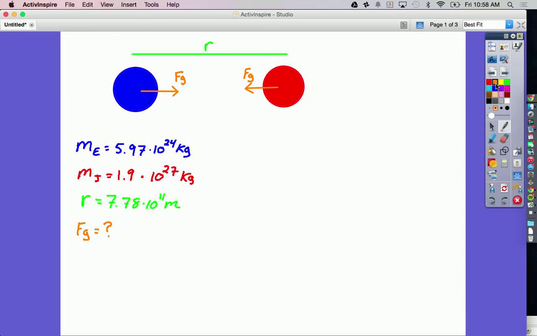So we're going to use the equation for Newton's law of universal gravitation, which is the force of gravity equals big G, mass of the Earth, times the mass of Jupiter, divided by the distance between the two of them, squared. Now we just have to plug in our numbers, and we should be able to solve.